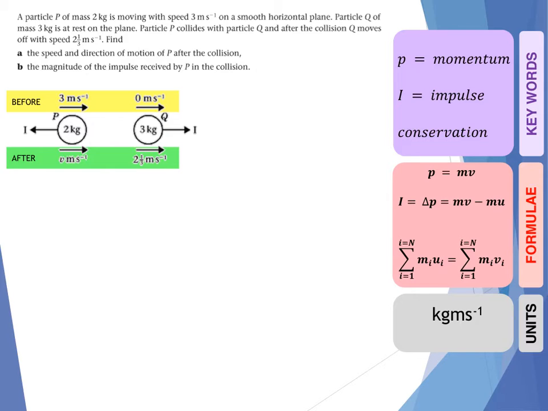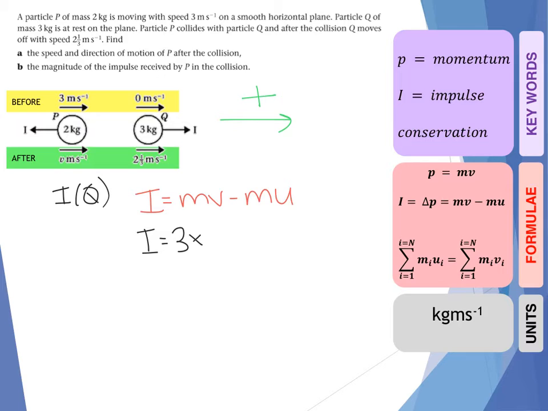So we're going to have a look at the impulse of Q, and we're going to use our formula I equals mv minus mu. And I'm looking in the direction of my impulse, so I'm going to take to the right there as positive. Substituting in, I've got the mass of 3 times its final velocity, which is 2 1/3, minus the mass of 3 times its initial velocity. So nice numbers here. I equals 3 lots of 2/3. Again, that's our 7, and our units are kilogram meters per second.